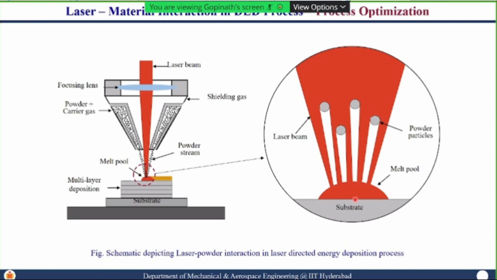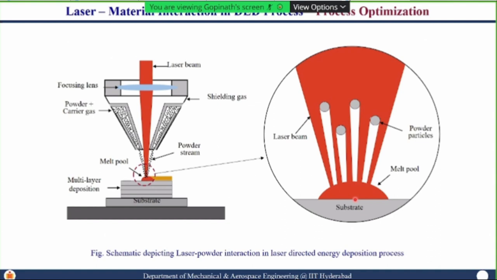If it is a lighter cloud, then we will have more sunlight. If there are no clouds, full sunlight will come down. Similarly, this powder cloud density is one of the important parameters. So how do we control it? You can increase the powder mass flow rate.